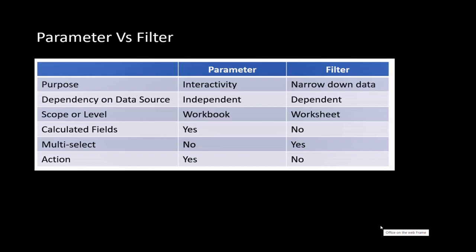Now, coming to calculated fields. When we create a calculated field, we can use a parameter in our calculation, whereas for a filter, we cannot do that. Now the second last point is multi-select. As I said previously, a parameter is a single select value and a filter is single select and multiple select. As a parameter is single select, we will have options like type-in, slider, and radio button. Now the last point is about actions. A parameter can be used in actions, but a filter cannot be used in actions.